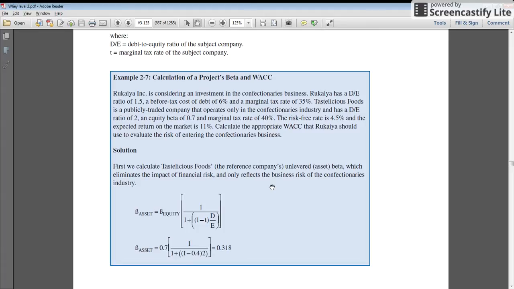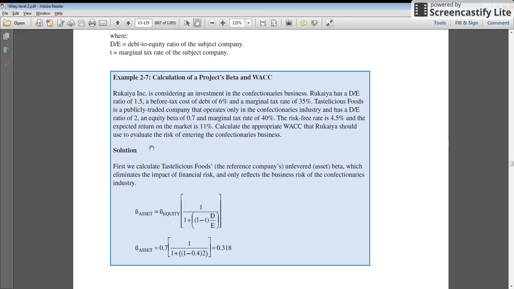Okay, so in this video, we are going to do the example which shows the method that we've just discussed. So just to briefly read what the problem says, Rukaiya Incorporate is considering an investment in the confectionaries business. So we've got a company for which we don't have a beta, and they are considering an investment in the confectionaries business. So Rukaiya has a debt to equity ratio of 1.5, a before tax cost of debt of 6%, and a marginal tax rate of 35%.